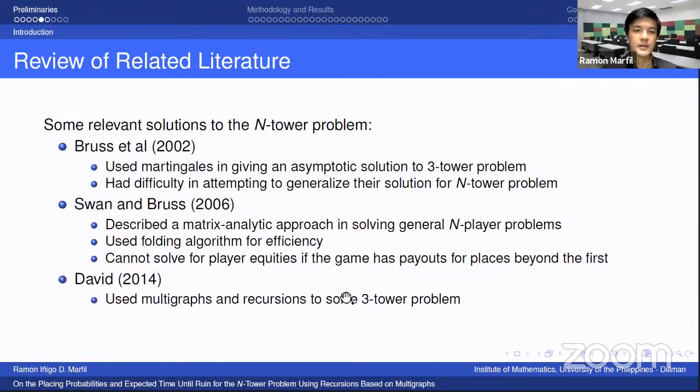And in 2014, David used multigraphs and recursions to solve the three-tower problem. So mula dito sa paper na to, kinuha yung algorithm na ginamit ko para dito sa research na to. Tapos in-extend ko na lang siya to solve problems involving n players. And para magawa natin yun, gumamit tayo ng mga recursions. Okay? Or ng additional recursions doon sa algorithm.